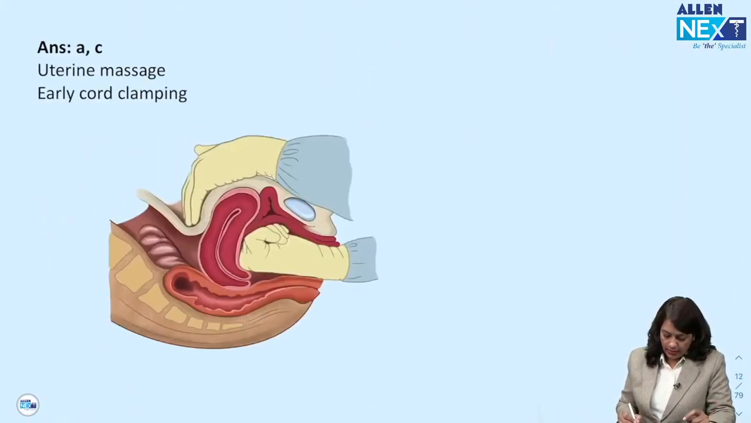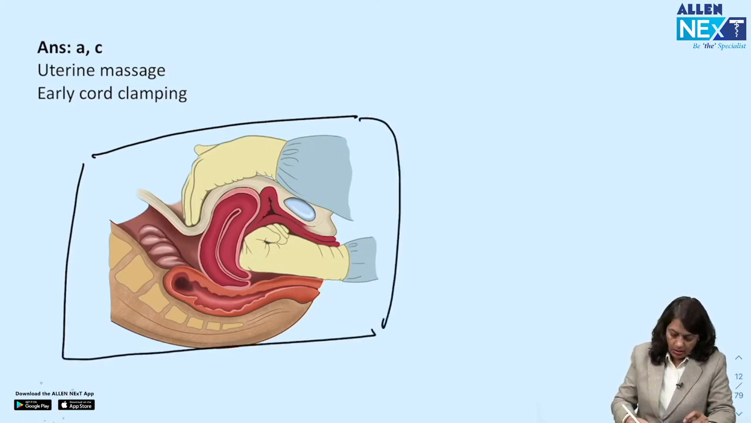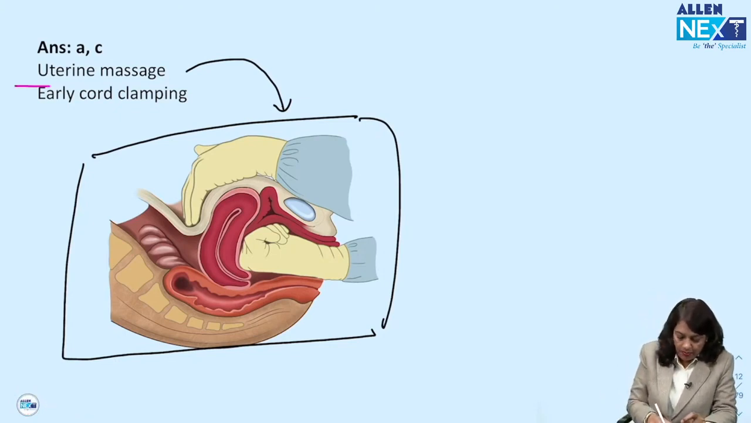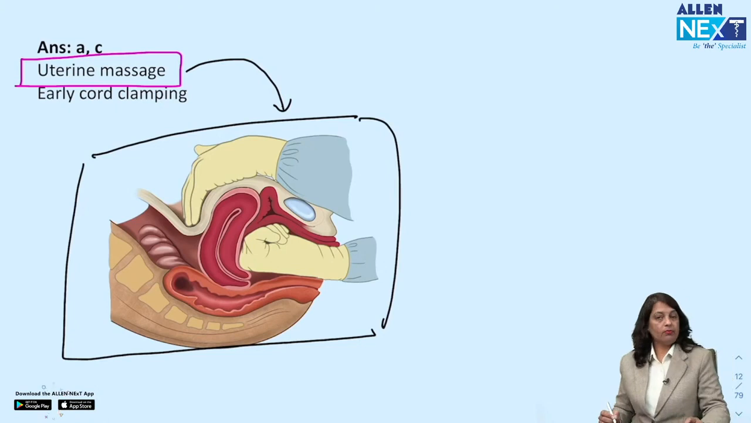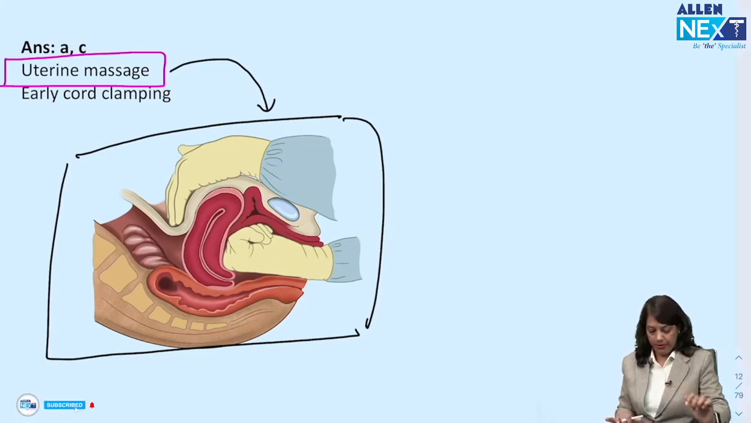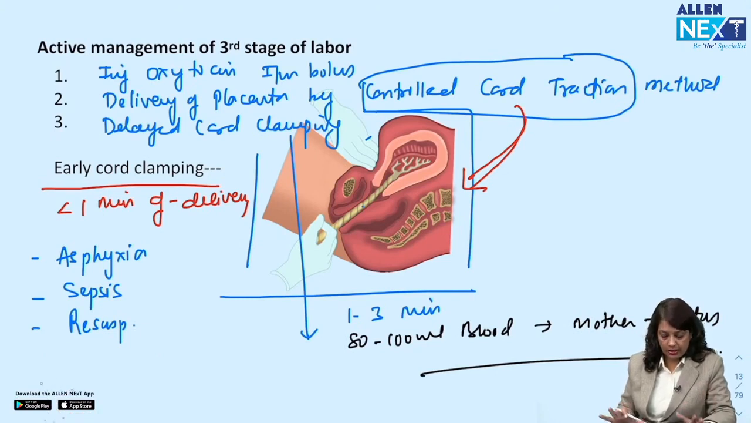So what is shown in this image? In this image, it is uterine massage which is shown. This is uterine massage, which is management for atonic PPH. This other image is showing controlled cord traction, and this is active management of third stage of labor.